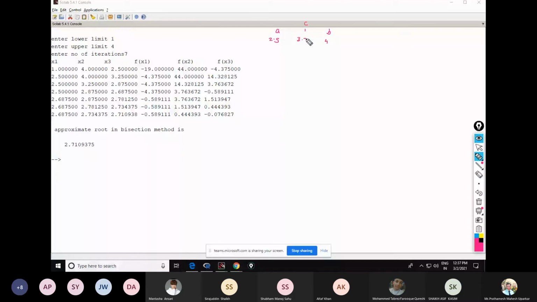Are you getting this? Now I have to check whether I have to take A to C or C to B. That is next. So check the sign in both. What is f of A into f of C, positive or negative? Here it will be negative for A to C, and for C to B it will be positive. See, both are positive, so C to B gives positive. This is my f of A, this is my f of B, this is my f of C. They have just changed the numbering x1, x2, x3.